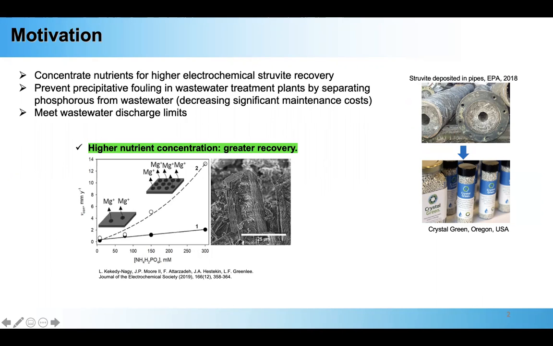Another reason is that nutrients can precipitate as unwanted precipitates in wastewater treatment plants and equipment. By early removal of these nutrients from water, we can prevent this fouling and decrease the maintenance cost. This way, we can also meet the wastewater discharge limits.